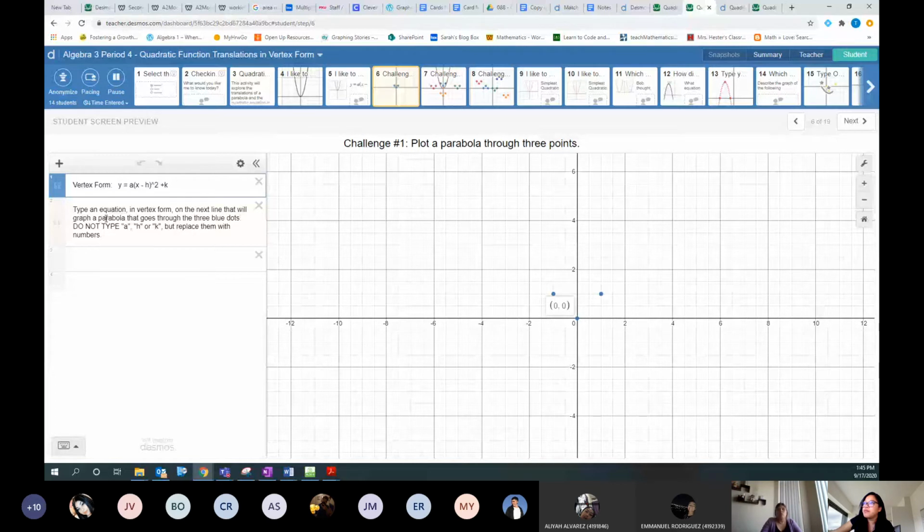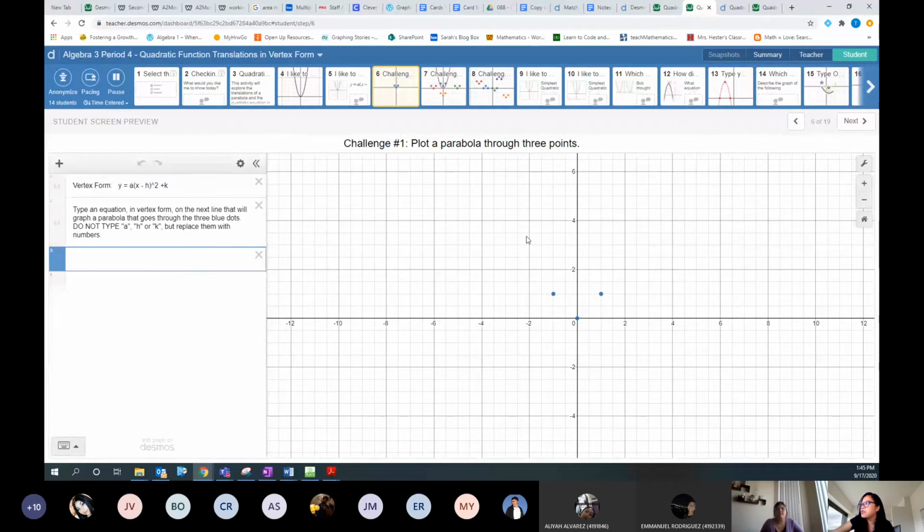Okay, and the second one says: type an equation in vertex form on the next line that will graph a parabola that goes through the 3 blue dots. Do not type A, H, or K, but replace them with numbers. So you need to make a graph in vertex form here on the next row so that it covers these 3 points. You're not going to type A or H or K because you're going to replace them with numbers.